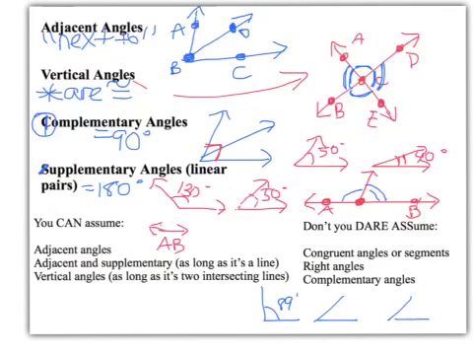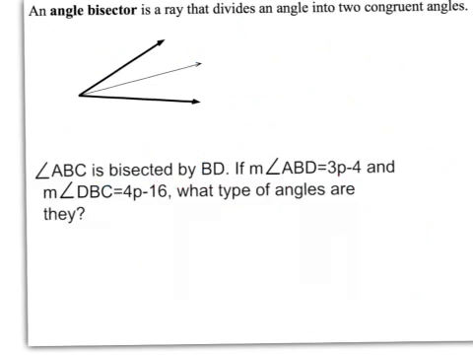And also, you can never assume that two angles are complementary. So let's say that you're given a picture and a ray that breaks the angles apart. If the picture does not tell you that this is a right angle, then you cannot assume that these two angles add up to 90 degrees. So you can assume these three things as long as it tells you that it's a line or they're two intersecting lines, but you can never assume congruent angles or segments, right angles, or complementary angles.